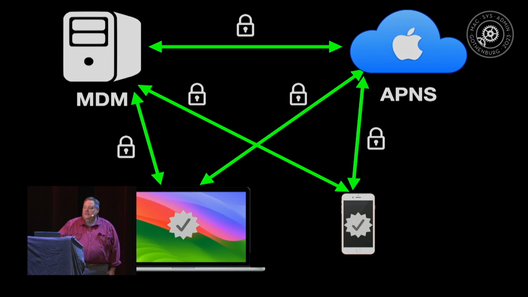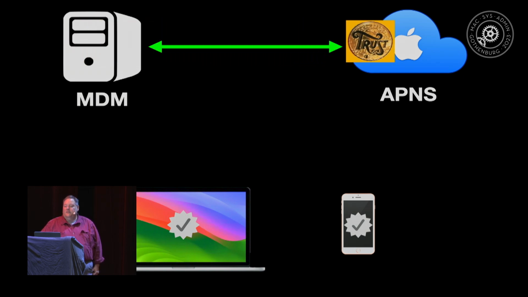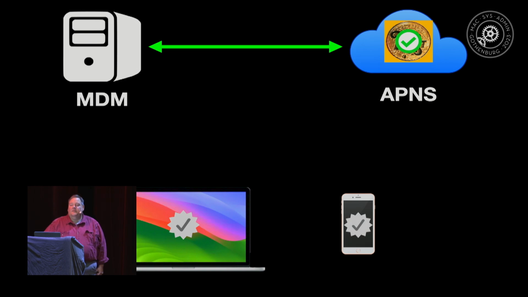So now everything involved has the right cryptographic trust relationships in place to communicate securely with each other. So let's use this to send commands to our managed devices. First step is the MDM server creating a notification payload using the token and push magic of the device it wants to send something to.